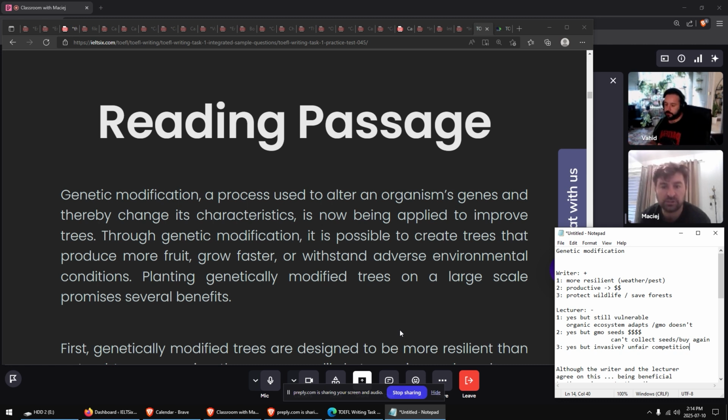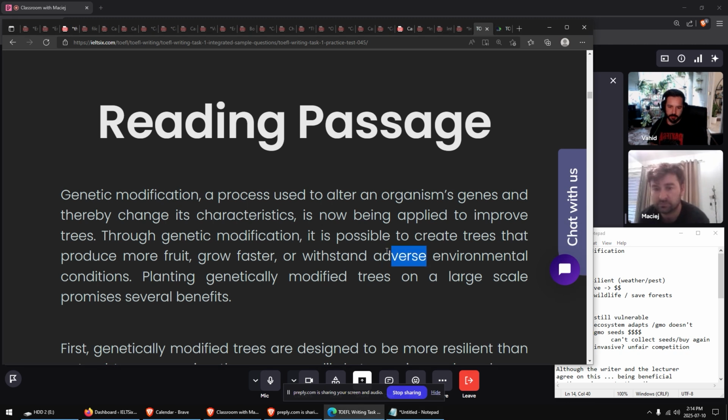It's when we change genes of the trees to produce more fruits, to grow faster, and to withstand other adverse environmental conditions. Adverse meaning negative in here? Yes. Or in general. And that could be long periods of no rain, long periods of dryness, drought, maybe floods even, or extreme sunlight, weather that is too hot or too cold. So, very nice. Moving on to the positions of the writer and lecturer.